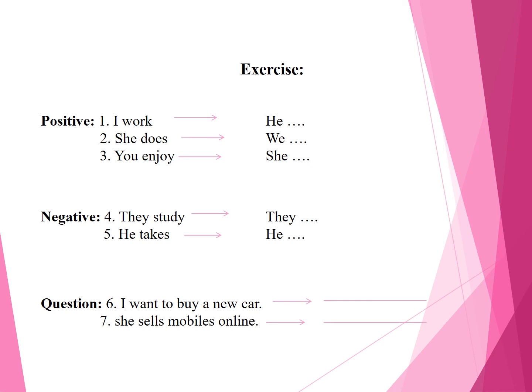Negative sentence. Number 4, they study. Make it negative. They don't study. He takes. He doesn't take. Question. I want to buy a new car. Make it question. Do I want to buy a new car? She sells mobiles online. Does she sell mobiles online?